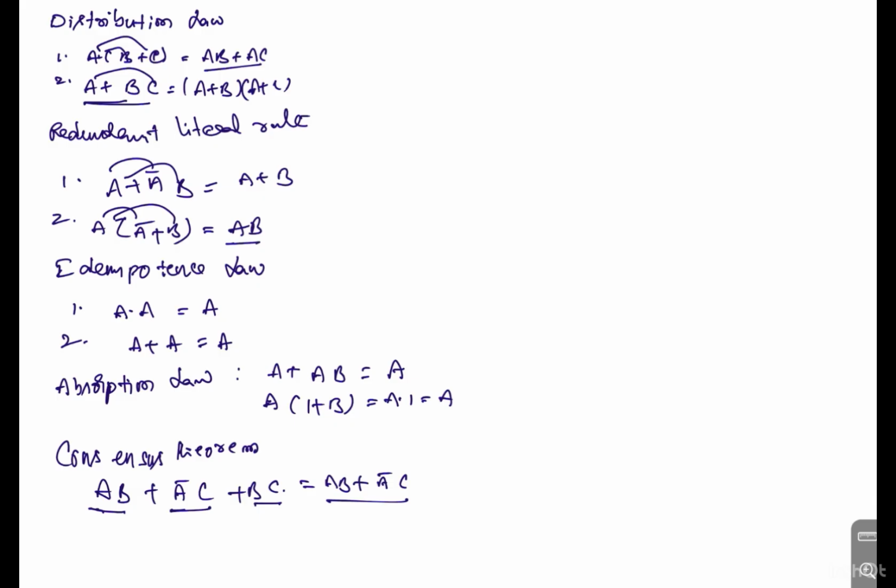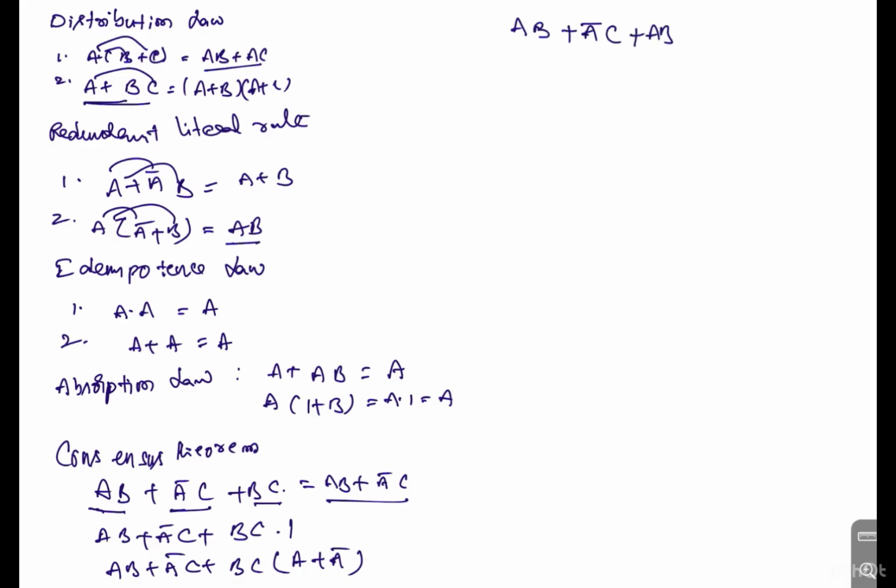That also can be proved like this. Here you have to take AB plus A bar C plus BC dot 1. So this one can be written as AB plus A bar C plus BC. Here one literal, A, is missed. So that A can be written as A plus A bar, which is equal to 1. If you multiply those bracket terms, this can be written as AB plus A bar C plus ABC plus A bar BC.